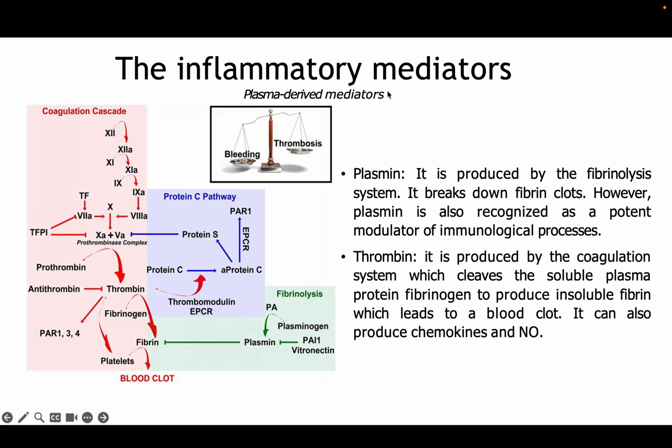So this is just mostly in the plasma-derived mediators. What happens in general is that when the blood vessels are leaky or damaged, you start to have the production of blood clots, because you need this.